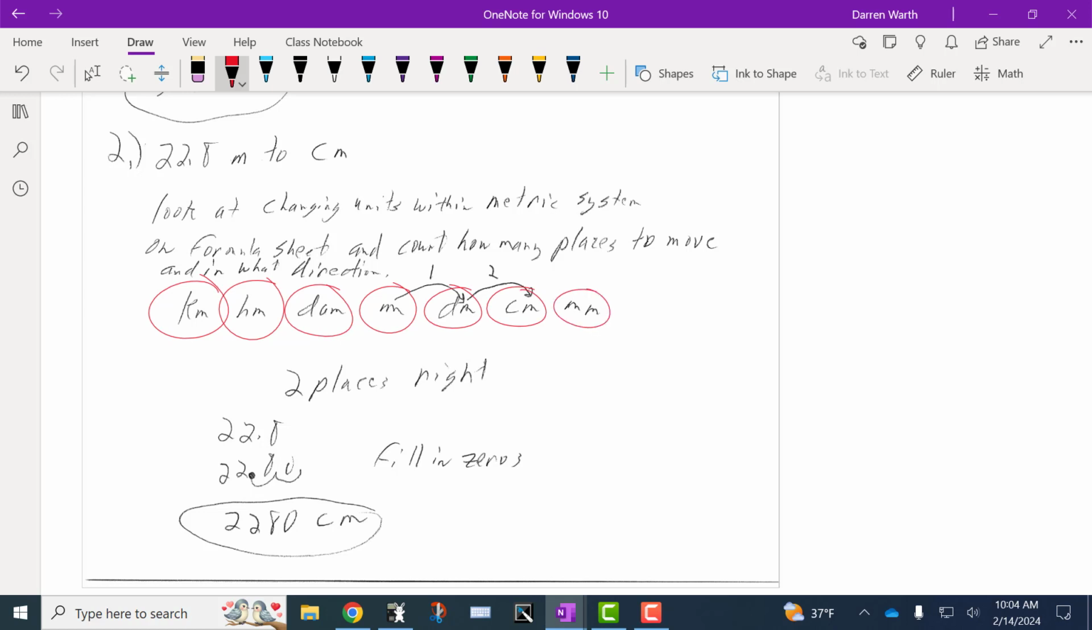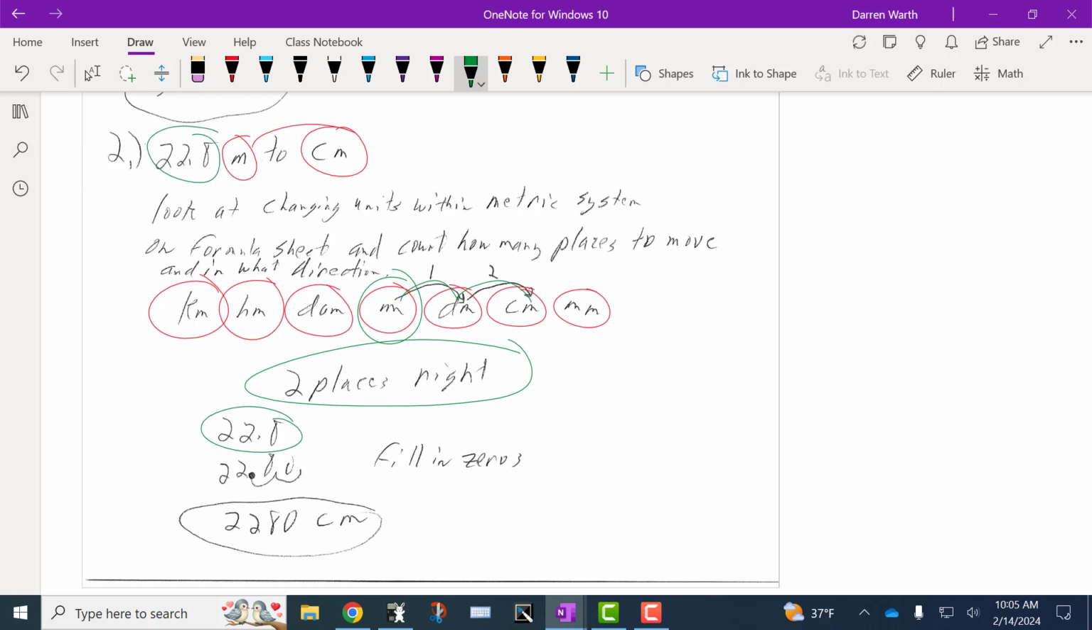Well, it looks like I want to start at meters, and I want to move it to centimeters. So I'm going to start right here on meters. I'm going to move over to centimeters, and just count the places you move. So we move 1, 2 places, and notice we're moving to the right. So that indicates what you have to do with your original problem. So notice your original problem was 2.8. Here you got 2.8. We're just going to take our decimal, which is right here, and we're just going to move 2 places to the right.